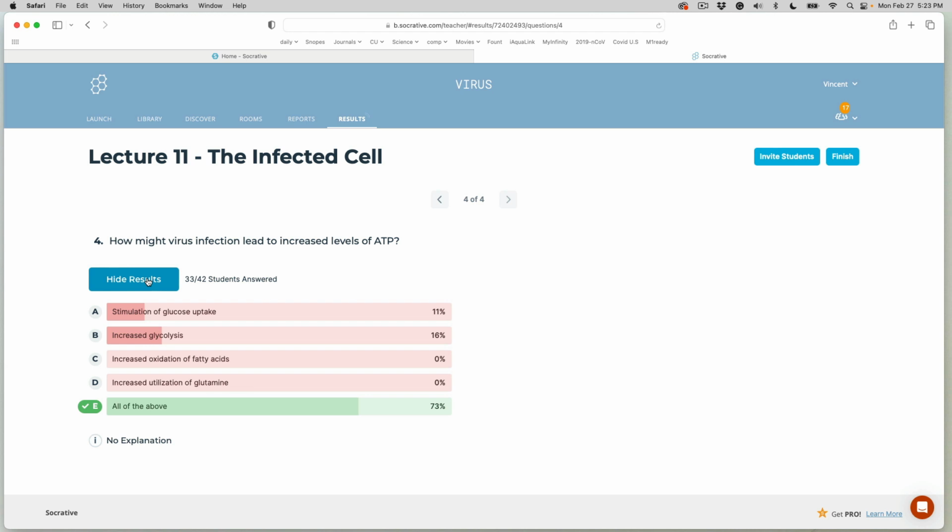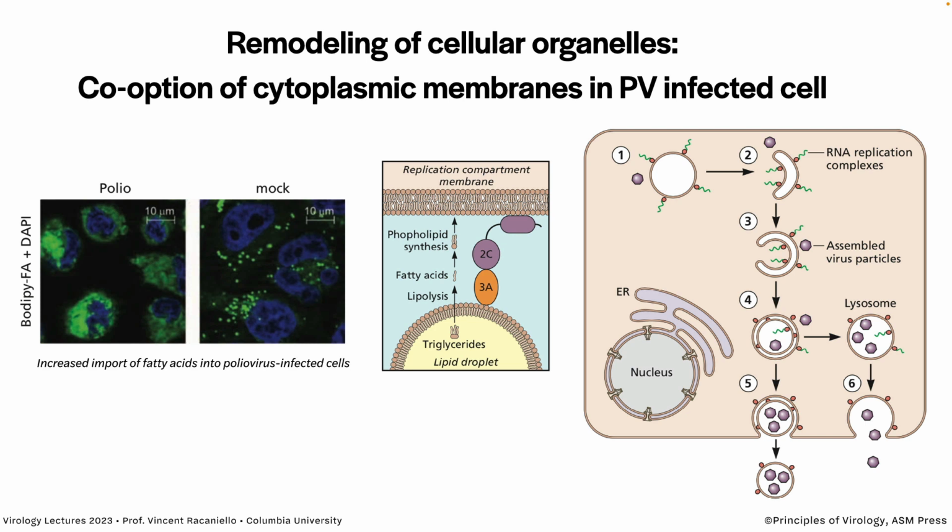Oxidation of fatty acids provides energy in the form of ATP, and increased utilization of glutamine. Last couple of slides, I want to tell you about cellular organelle remodeling. Viruses remodel organelles in order to provide replication platforms for the nucleic acids.